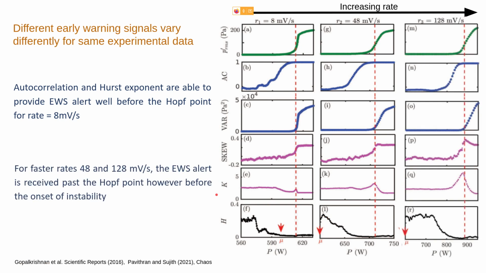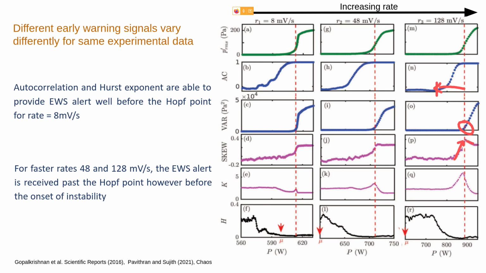At a very fast rate of 128 millivolt per second, you will see that the RMS has a slight increase, whereas autocorrelation is still able to provide a warning before the system moves to this kind of oscillation, but variance jumps only near the onset of tipping. Skewness is now able to show a slight increasing trend in the system.